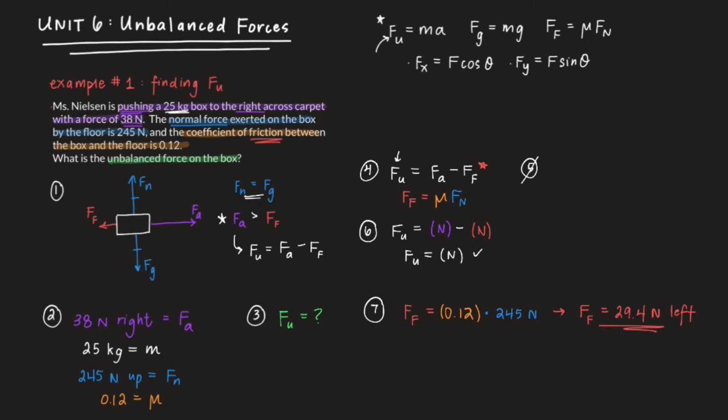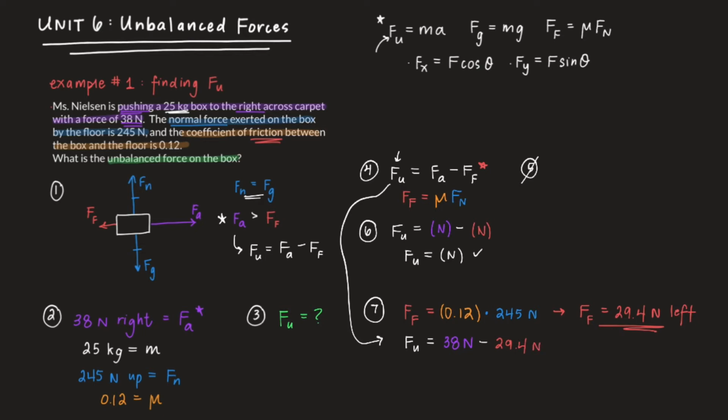Okay, but we're not done yet. Remember, we're trying to find the unbalanced force. So now we know that our applied force is 38 newtons to the right, and our force of friction is 29.4 newtons to the left. So now we can use that equation to find the unbalanced force. How much is the winner winning by? How much of a lead do they have? Okay, so 38 newtons minus our force of friction, which is 29.4 newtons.